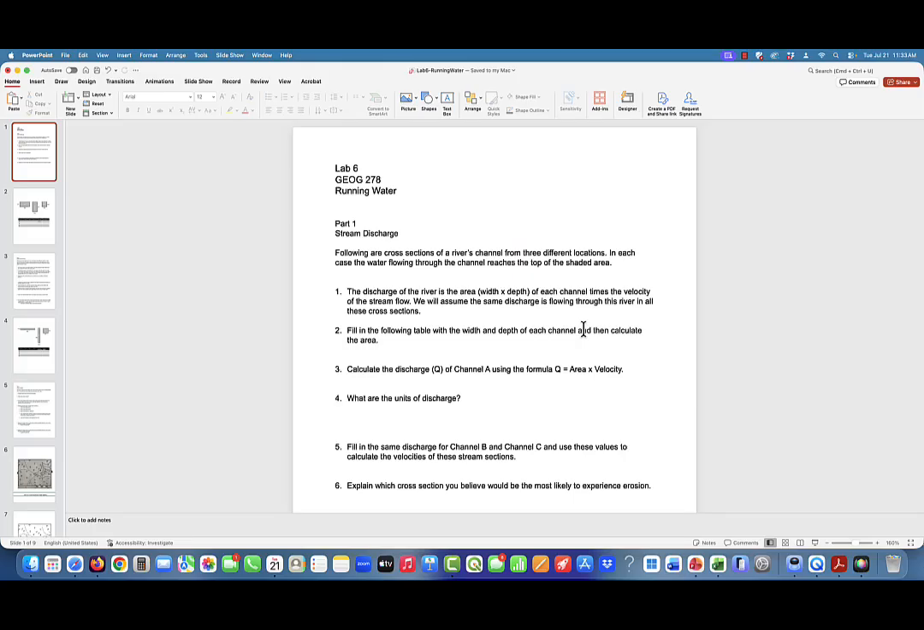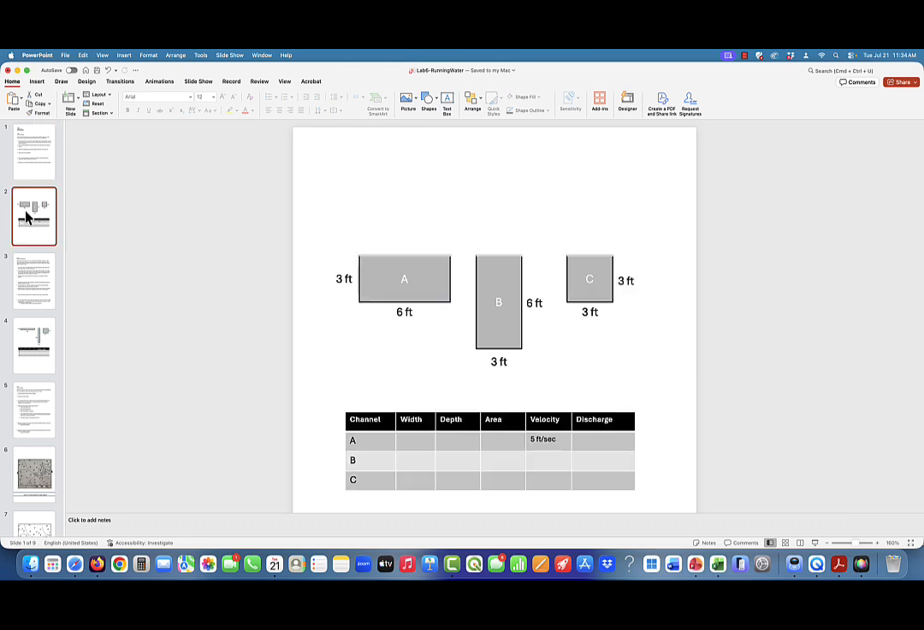Let's get started with part 1 of Lab 6. So in this part of the lab, we're first going to be looking at stream discharge. And you're going to be looking at two different streams. One is 3 feet deep, 6 feet wide. One is 6 feet deep, 3 feet wide. And one is 3 feet deep and 3 feet wide.